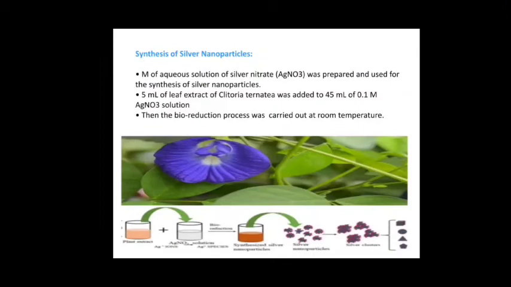Synthesis of silver nanoparticles. Aqueous solution of silver nitrate was prepared and used for the synthesis of silver nanoparticles. 5 ml of leaf extract of Clitoria ternatea was added to 45 ml of 0.1 molar AgNO3 solution. Then the bioreduction process was carried out at room temperature.